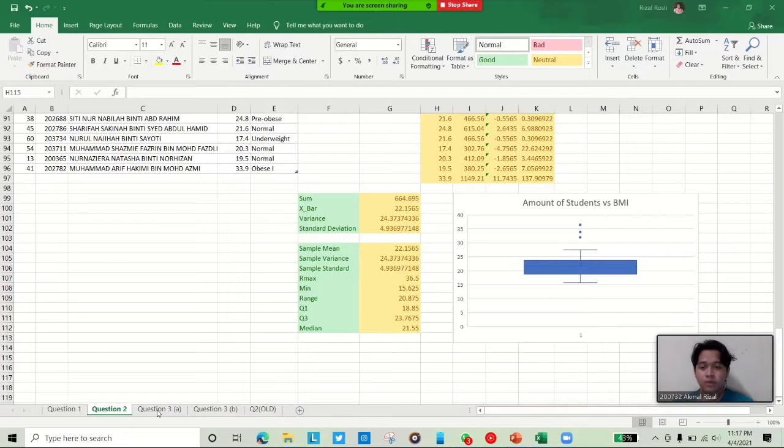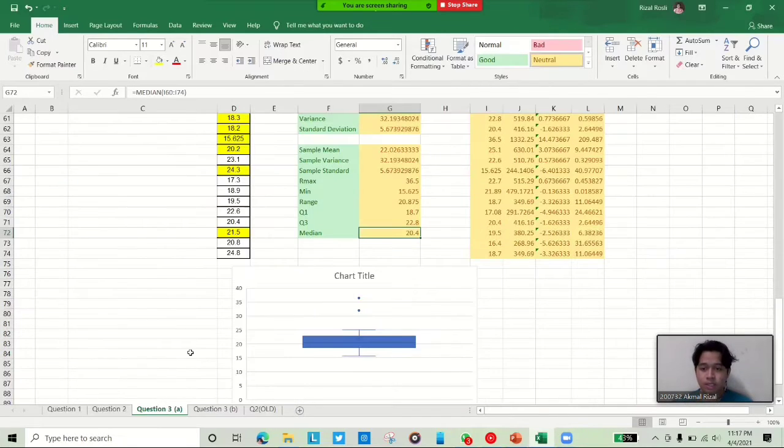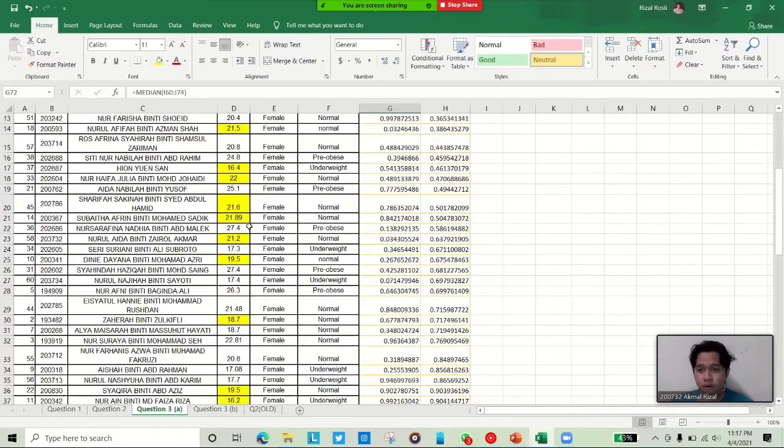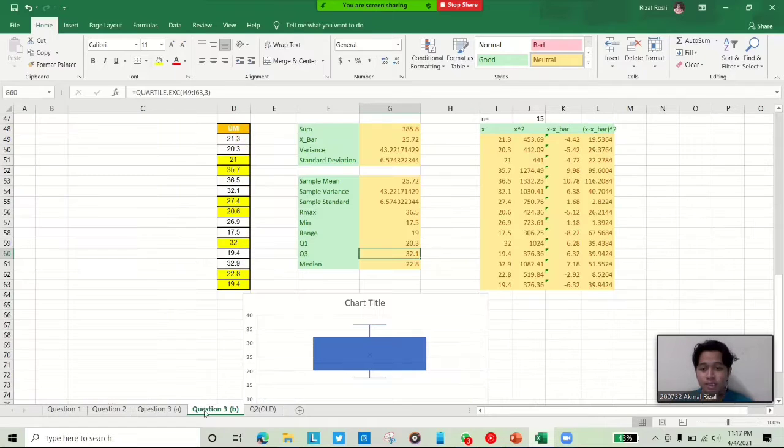Okay, now let's move on to the next question, which is question 3. I divided this into two sections, which are 3A and 3B. 3A is for the female, and 3B is for the male.